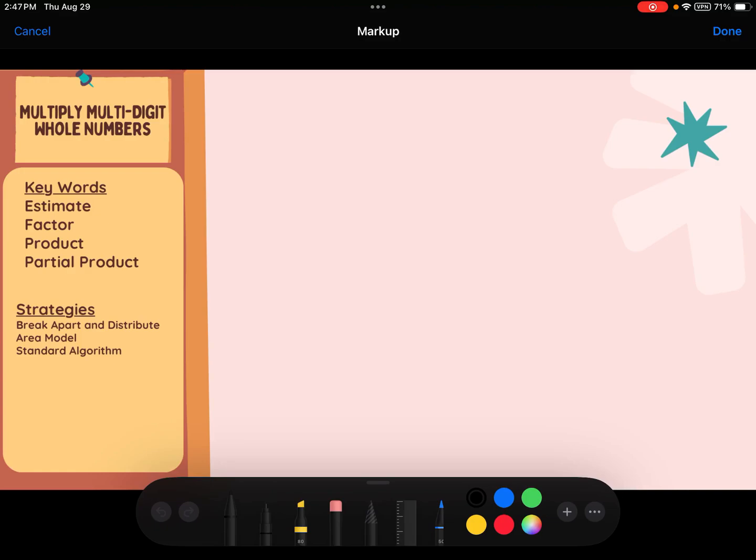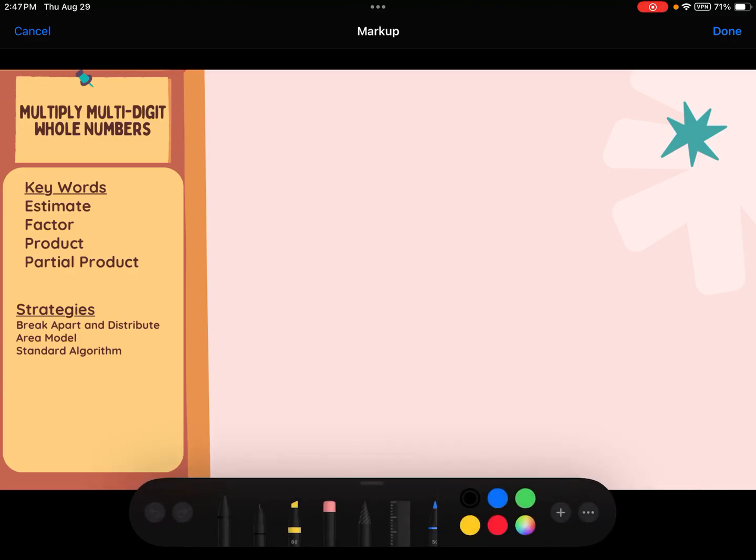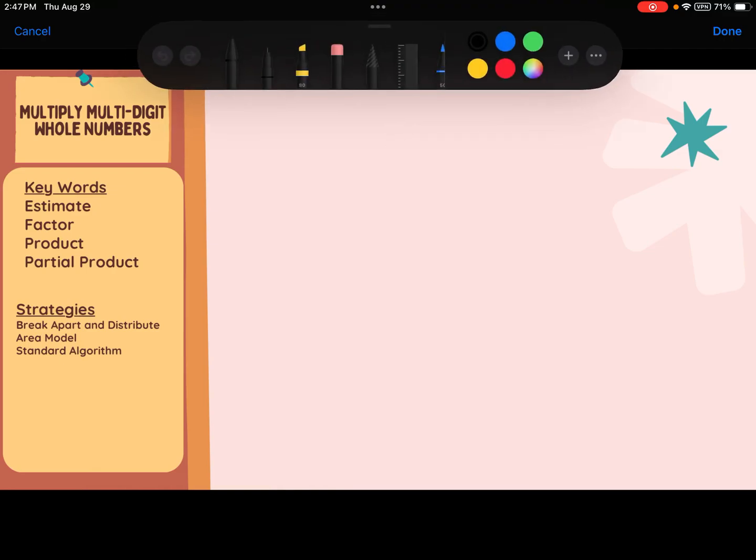Okay, this week we are focusing on multiplying multi-digit whole numbers. And so I'm going to take you through a quick few steps to help you review this week before the test. So one thing you need to know is if we are multiplying, we first want to be able to estimate so that we can compare our estimate to our product to see whether or not we are actually reasonable.